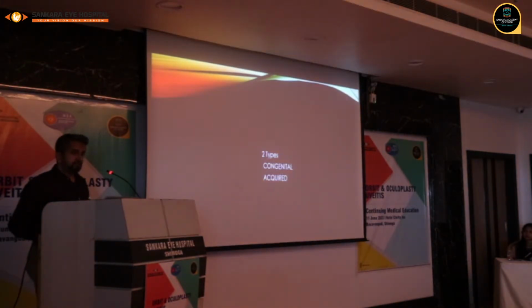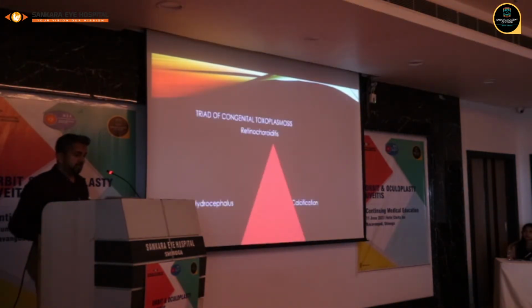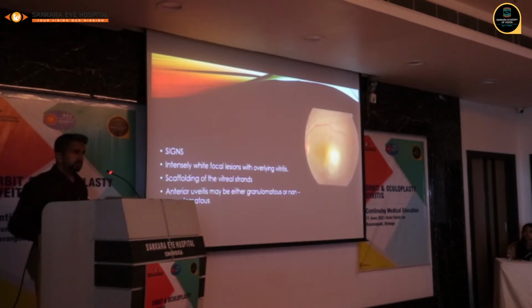So there are two types, congenital and acquired. Congenital has a triad of retinochoroiditis, intracranial calcification, and hydrocephalus. Now, clinically, how do you identify? Most of the time it involves the posterior pole. It is limited to the macula or around the arcades. You can find these well-defined retinitis patches. There may be a localized vitritis overlying it. This is a very important sign to identify.